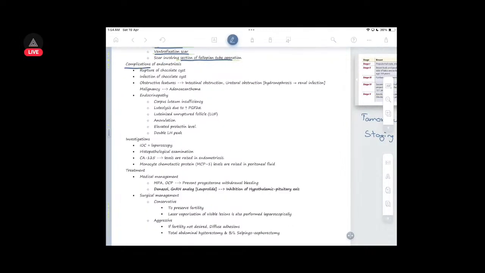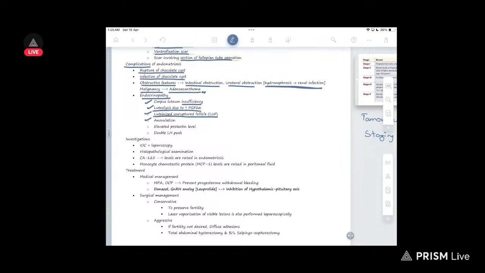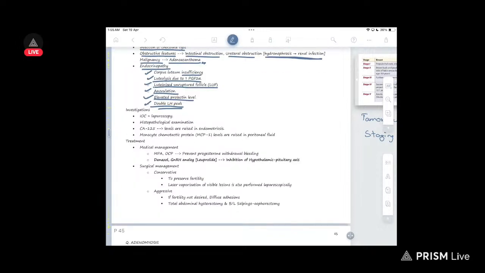Complications: you have rupture of chocolate cyst, infection of chocolate cyst, and obstructive features, which is intestinal obstruction. Ureteric obstruction, which is hydronephrosis leading to renal infection, and malignancy, you can have adenocarcinoma. Endocrinopathy: you will have corpus luteal insufficiency, luteolysis due to increased PGF2 alpha, luteinized unruptured follicle may be seen, anovulation may be seen, elevated prolactin level will be there, and double LH peak will be there.